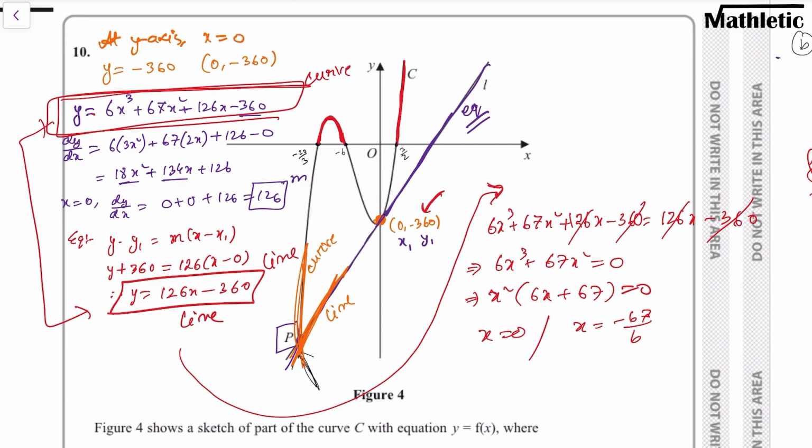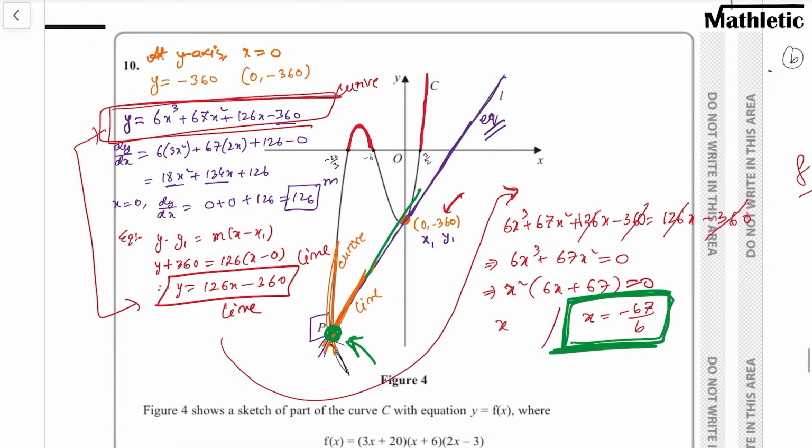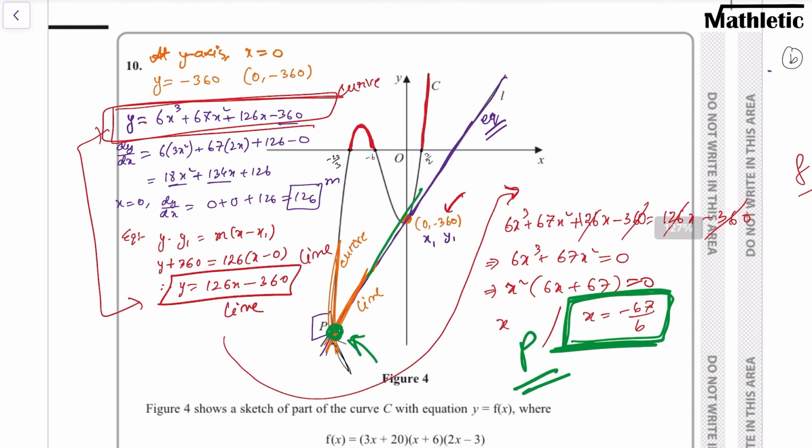There are two intersecting points. The line and the curve intersect at x equals 0. This is a point where x equals 0, and we are talking about this one, P. So x is 0, we need to discard this. This is the value we need to work with, right? x equals minus 67 by 6. So this is the x coordinate of point P. So we are done with number 10.